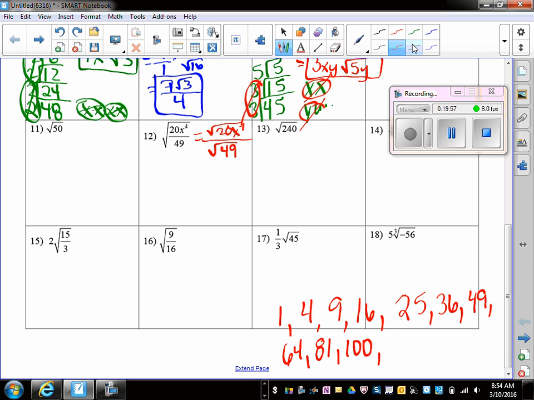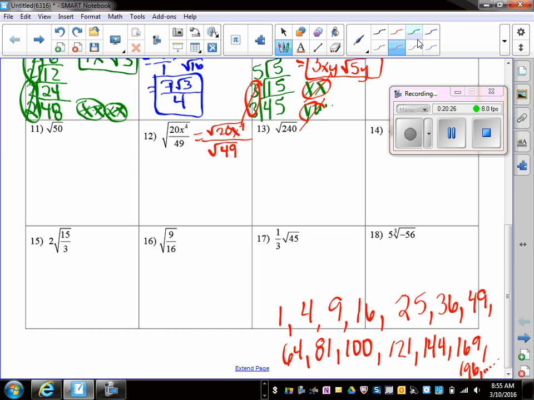11 squared? Do we really have to continue going on with this? 121. 12 squared? 144. 13 squared? 169. 14 squared, that one's my favorite. Anybody know that one? What is it? 196. And we could keep going all day long. These are our perfect squares.